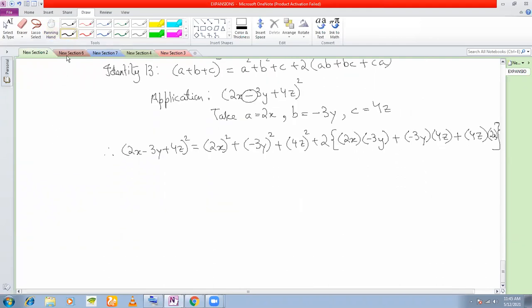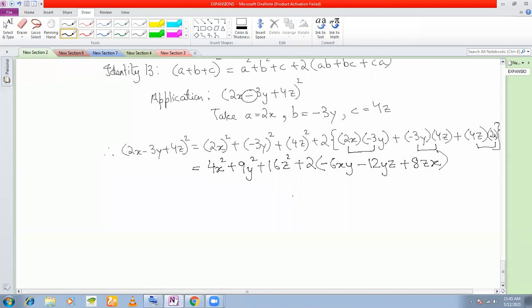And now you just simplify this to get your answer. 2x whole square is 4x square. Minus 3y whole square is 9y square. 4z whole square is 16z square. Plus twice. Now if you multiply these two, how much are you going to get? You're going to get minus 6xy. You multiply these two, you're going to get minus 12yz. And you multiply these two, you're going to get plus 8zx. And that is your answer.